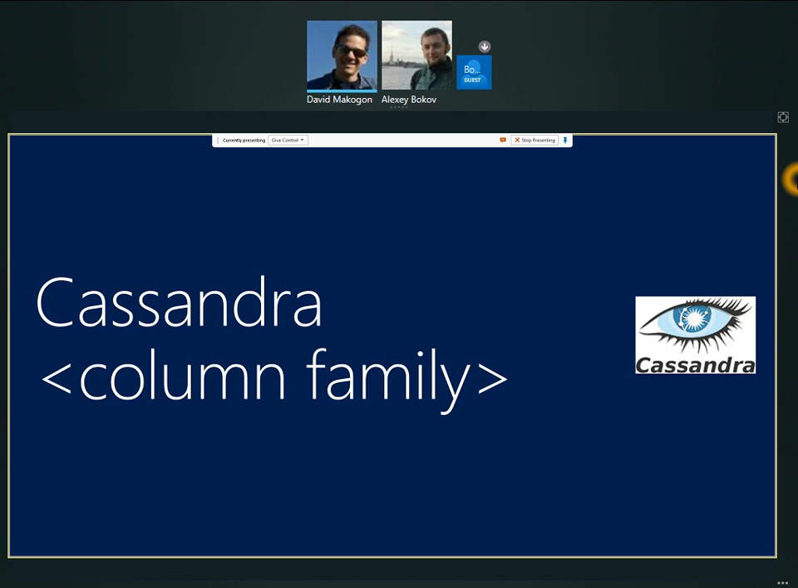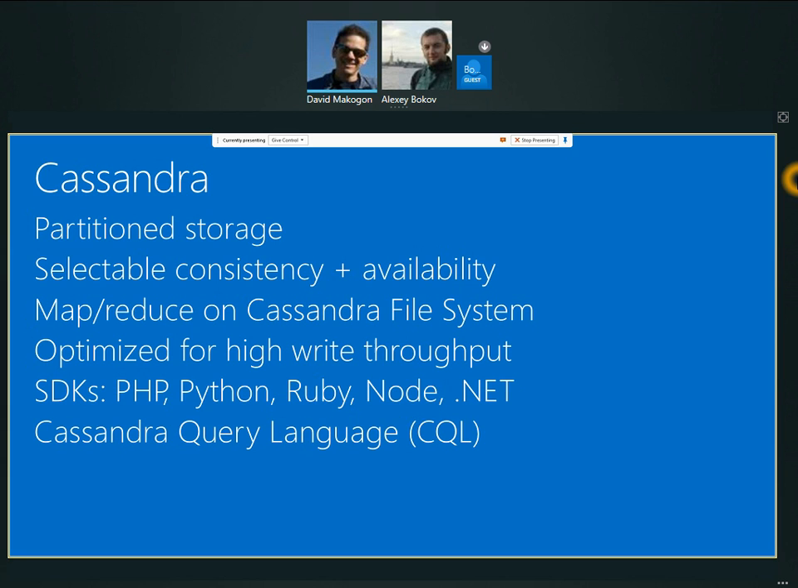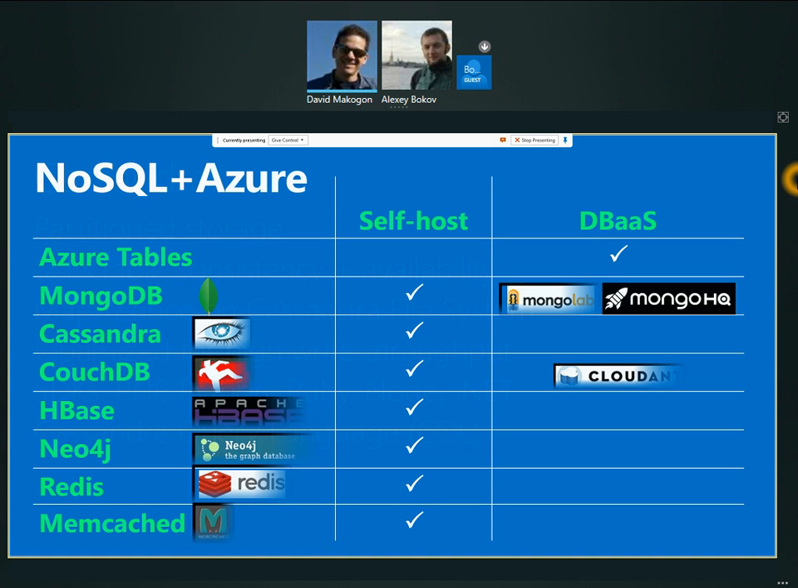And finally, there's Cassandra, which is a column database, column family. You get to choose your level of consistency and availability. You partition it across many servers. You build massive clusters that can span data centers. They have MapReduce built in. They have lots of SDKs, and they have their own query language. And you can see that there's several database engines that we've seen in the wild where people are constructing compatible images for Azure.